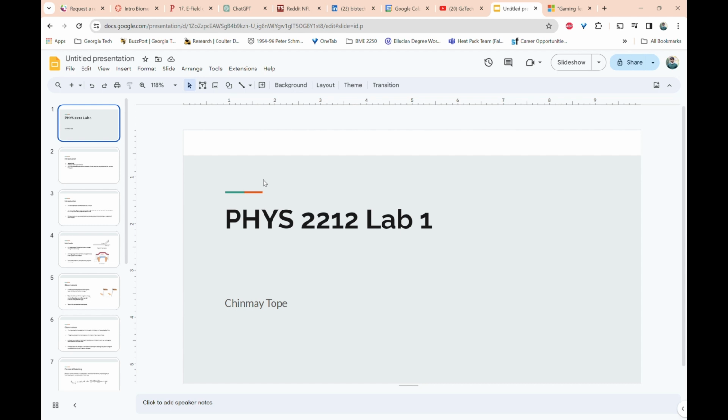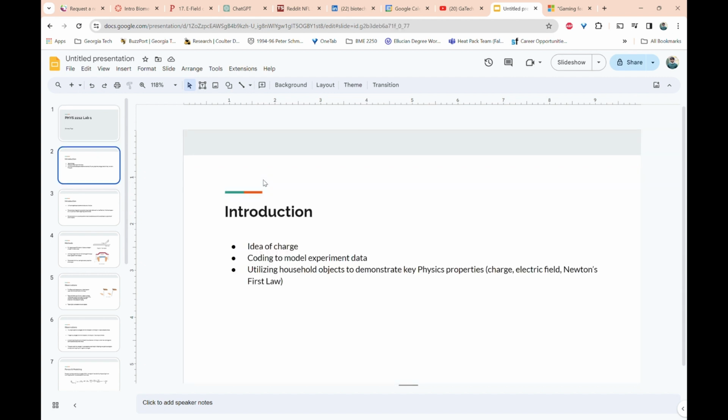Hello, I'm Tope, and this is my Physics 2212 Lab 1, otherwise known as the Charged Tapes Lab. To introduce why this lab was conducted, it is important to introduce these few ideas.